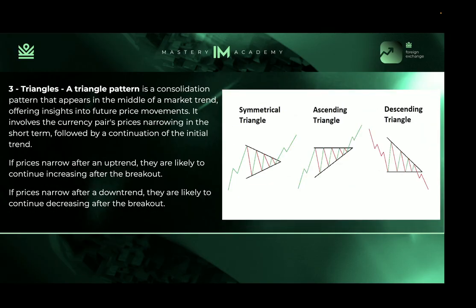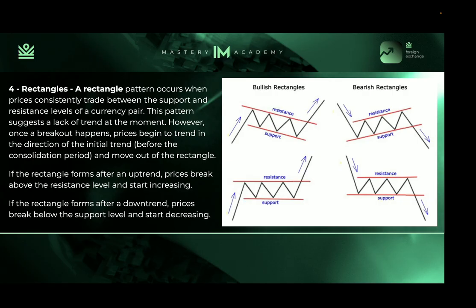Rectangles are very similar to what we just looked at and some of the patterns we've already looked at. A rectangle pattern occurs when price is constantly trading between a support and resistance level of a currency pair. This pattern suggests a lack of trend at the moment. However, once a breakout happens, price begins to trade in that trending direction, the direction of the breakout or the initial move. If a rectangle forms after an uptrend, prices break above the resistance level and start increasing. Vice versa, if the rectangle forms after a downtrend, prices break below the support and start decreasing.